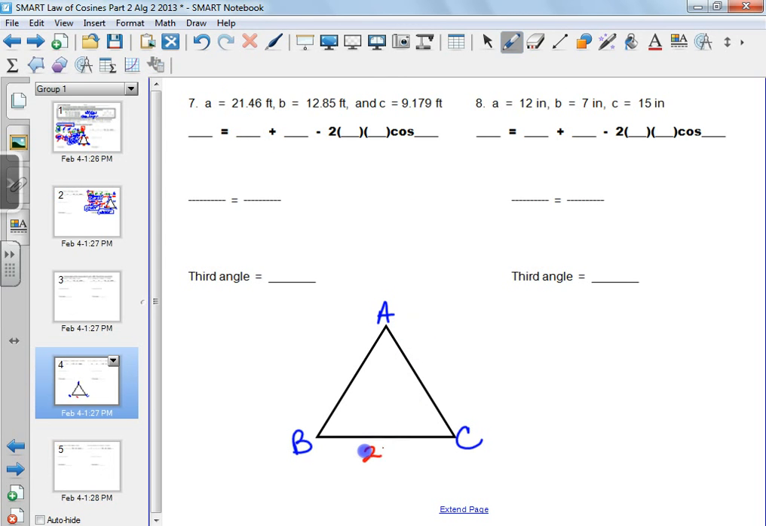Okay, A is 21.46, B is 12.85, we're on number 7, and C is 9.179. So who's bigger? A, so that's the formula we're going to be using. So type carefully, 21.46 squared, and then 12.85 squared, and then 9.179 squared minus 2.